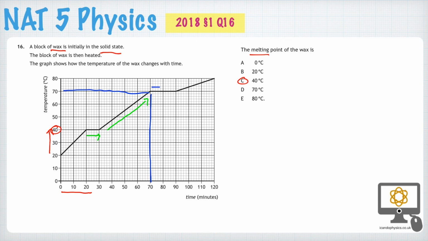It takes a little bit longer to change into a gas because the latent heat of vaporization is larger than the latent heat of fusion. But after 90 minutes, all that heat that goes into the liquid causes it to change into a gas. And then after that, for the last 30 minutes or so, the gas rises in temperature, which is what's happening here.